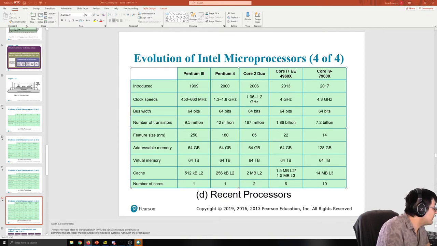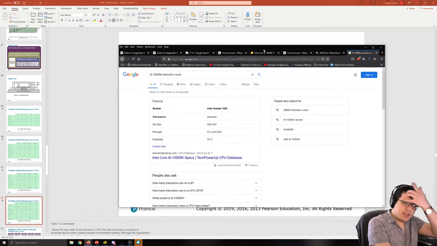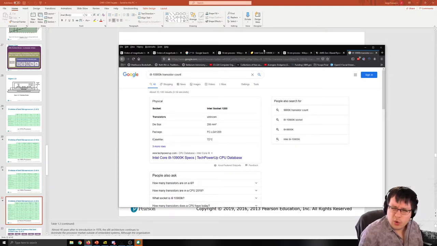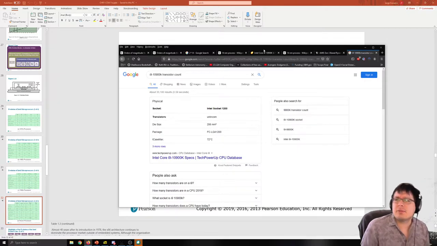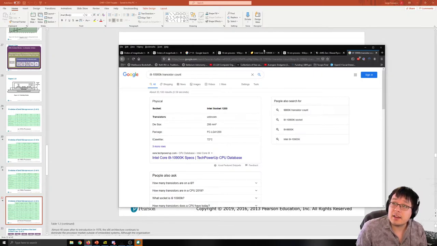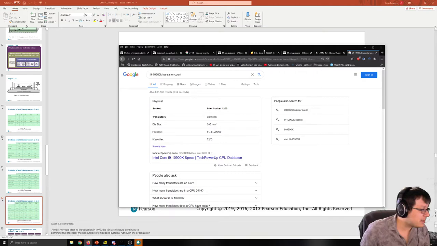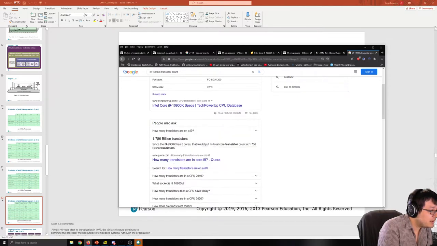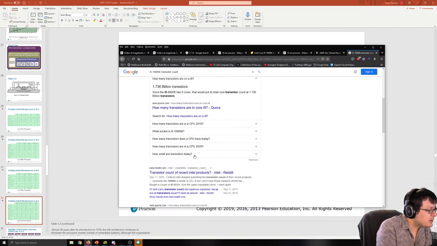So the i9, and by the way, when you get to Intel's i number, I believe that is going to be the number of cores, because I think i3 has 4, i5 has 6, i7 has 8, and I'm going to guess i9 has 10 maybe. They kind of go weird with the numbers here, but anyways, 1.7 billion transistors. So the i9 has 8 cores. Then the i7 has 6 cores, the i5 has 4 cores, and maybe the i3 has 2 cores, maybe? I don't know.